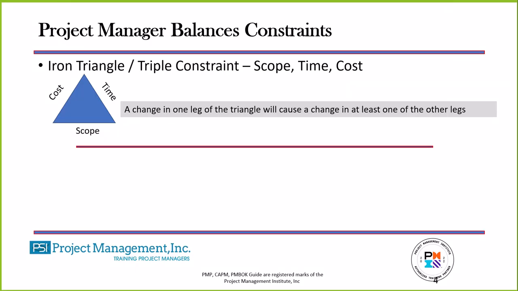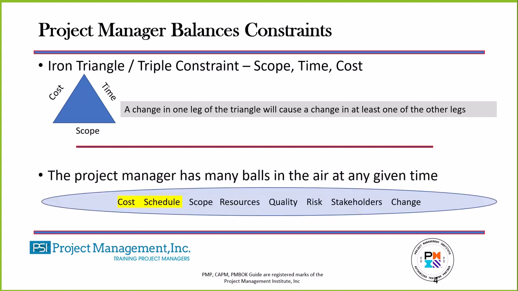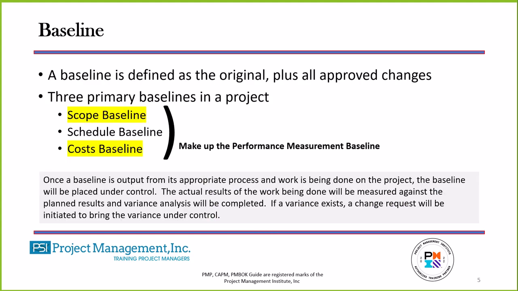As an introduction into Earned Value Management, you may recall that we have what's called the iron triangle or the triple constraint. That is cost, time, and scope. Well, as a project manager, you're going to be managing a lot of different things in a project. You have a lot of balls in the air. Now, today, our focus is on cost and schedule. That is where we will actually do our earned value calculations from.